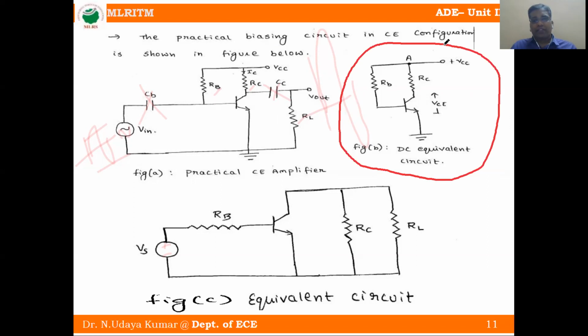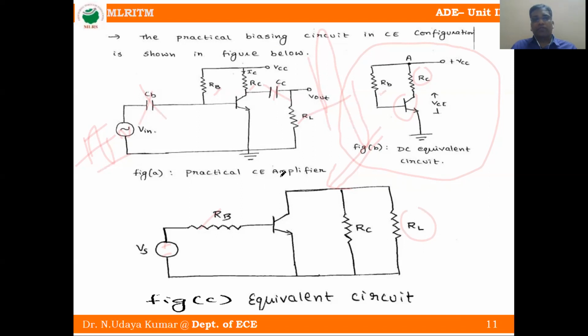How will we get it? Sorry, the capacitor is the open circuit for DC value. So the same circuit can be redrawn like this. We are just adding the source voltage. So this is the RB, same value, transistor, and RC value, and we are adding the load. So this is called the DC equivalent circuit of the AC CE amplifier.